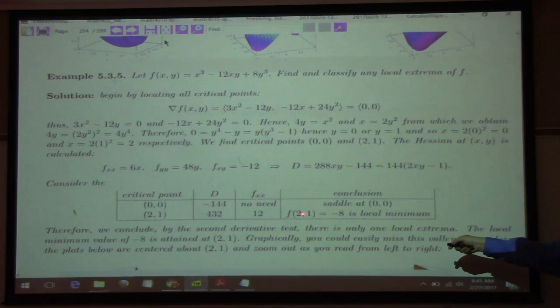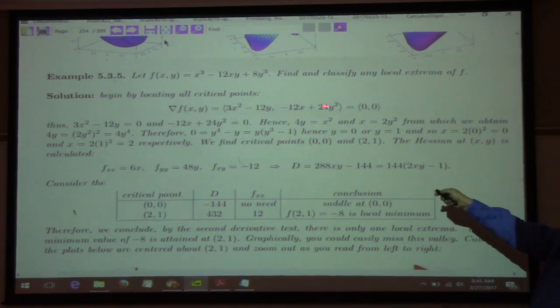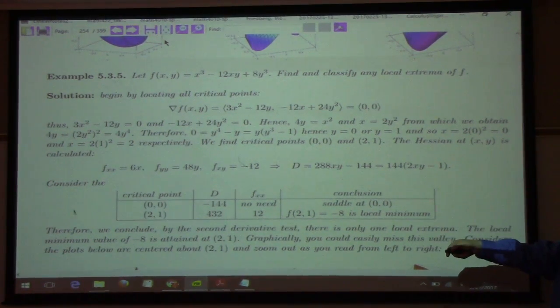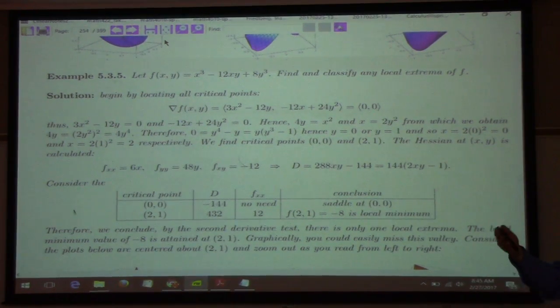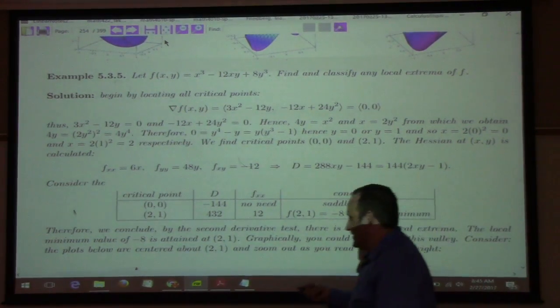So it's positive, which means that f(2, 1), which is, by the way, how do I get the minus 8? Where do I plug (2, 1) into? We're talking about the original function, right? The extreme value is we plug it into the original function. That gives us the actual extreme value. Anyway, so minus 8 if you plug it back in there. And so there you go. So we conclude by the second derivative test, there's only one local extremum. The local minimum value of minus 8 is attained at (2, 1).